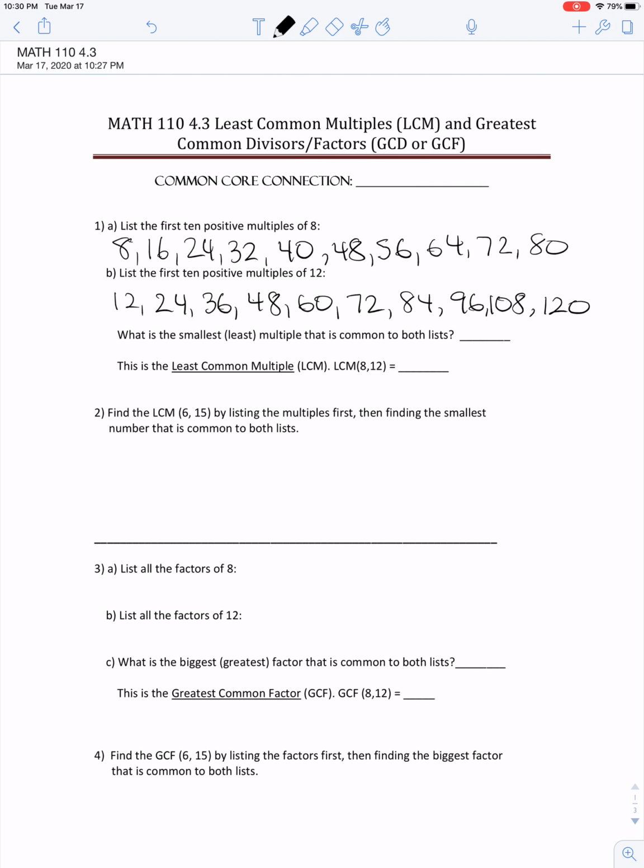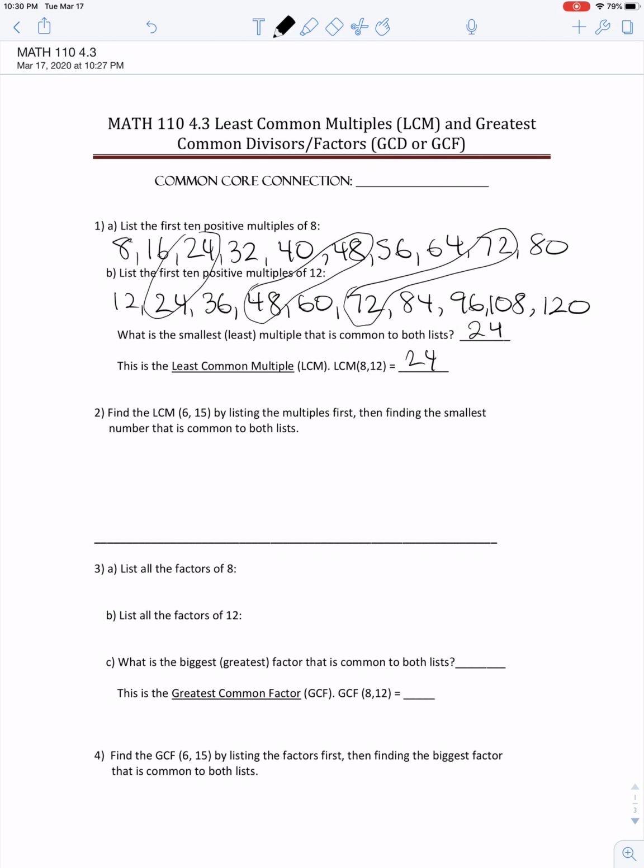And so again, what we're looking for are the intersections of these lists. If we look, we've got 24 that appears on both lists, 48 that appears on both lists, and then 72, and technically we'd have more and more if we took the list further out. But since we're looking for the least common multiple, the smallest one that appears on both lists, in this case it would be 24. So the least common multiple of 8 and 12 would be 24.